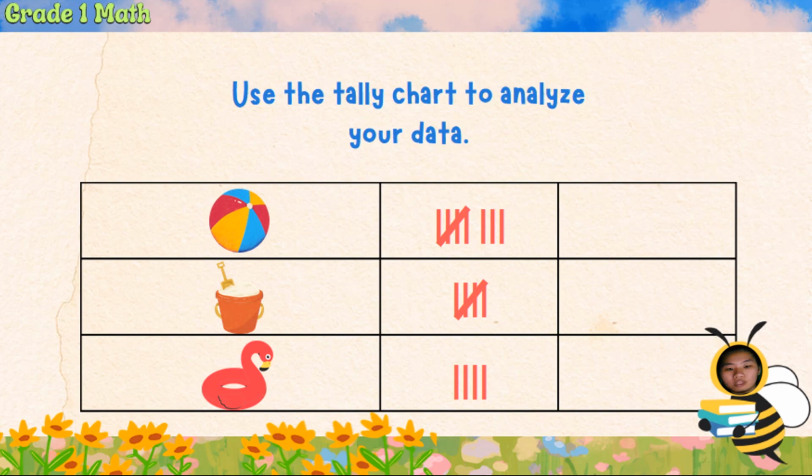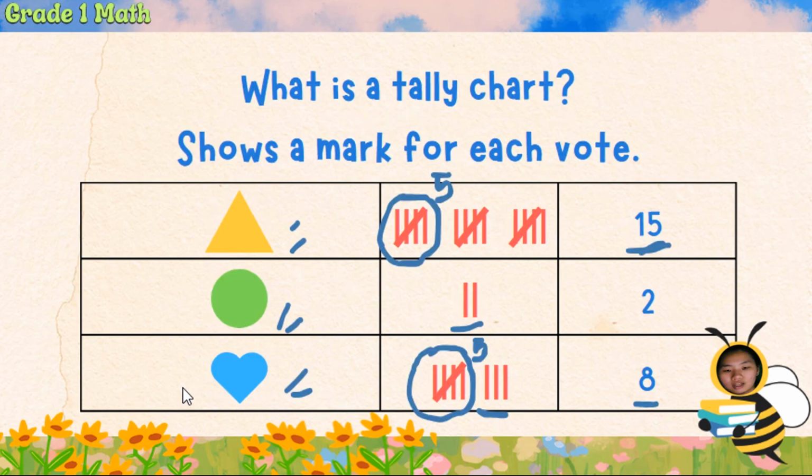Like we did with the picture graph, let's use the tally chart to analyze our data, okay? What are our categories? What are we dealing with here? We have a beach ball, a sand bucket, and a floaty, okay? Beach ball, sand bucket, and floaty. Now, let's count how many votes we have for each one first, using the knowledge that I've told you on the previous slides over here.